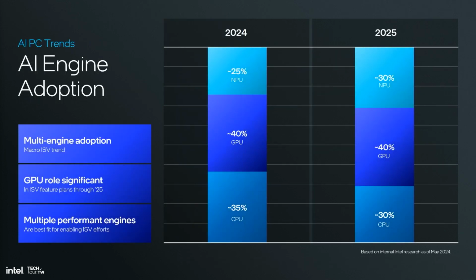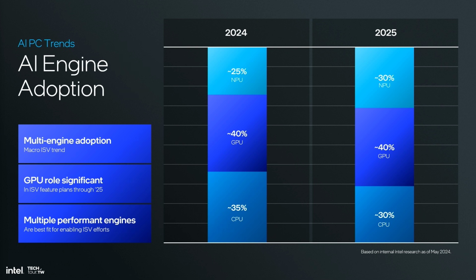So let's talk about this multi-engine strategy. In 2024, it was roughly 25%, 40%, 35% of inference by engine. So NPU 25%, GPU 40%, and CPU 35%. As we go forward to 2025, the interesting trend is there's a slight increase of movement to the NPU, there's a slight movement to the GPU, but overall, it stays multi-engine. I mean, that's kind of weird, right? Because I've heard that the NPU is going to take over everything.